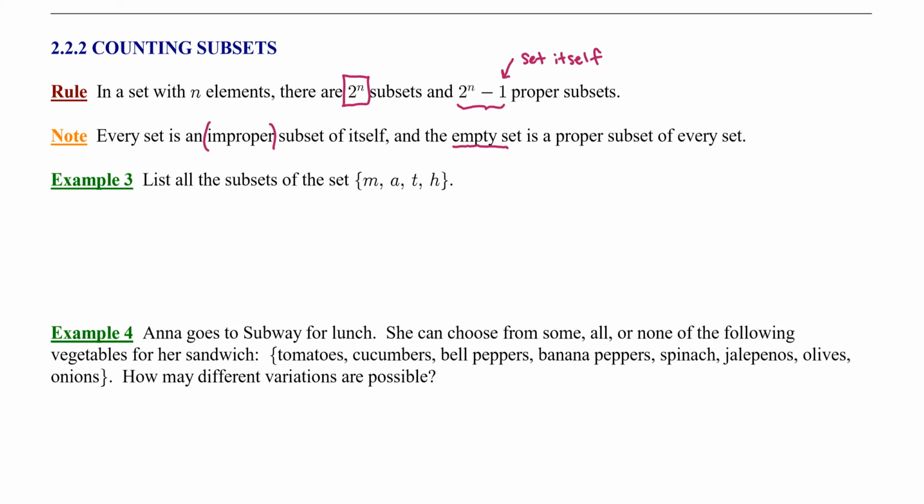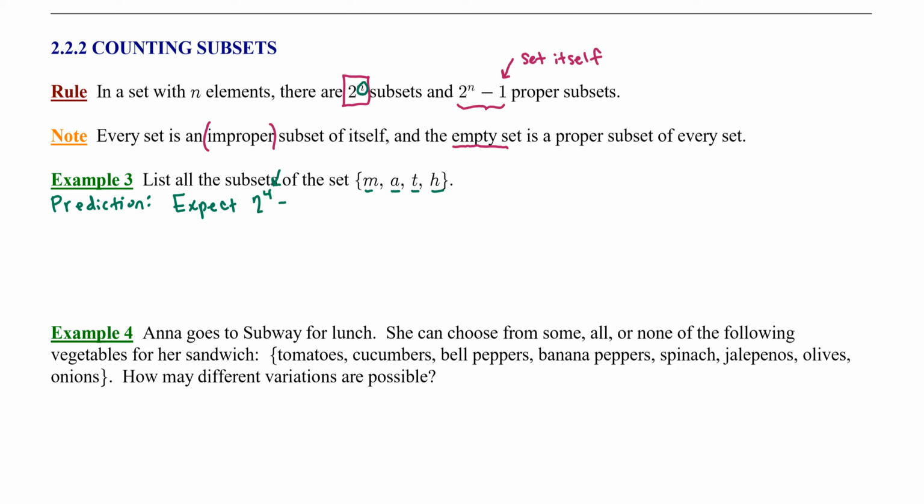Let's try example 3. It says, list all the subsets of the set MATH. Now, before we get busy listing these subsets, let's use our formula to predict the number of subsets we should obtain. So based on our rule, we can expect 2 to the 4th power. Notice I have 1, 2, 3, 4 elements here. So the exponent on the 2 that I use is 4.